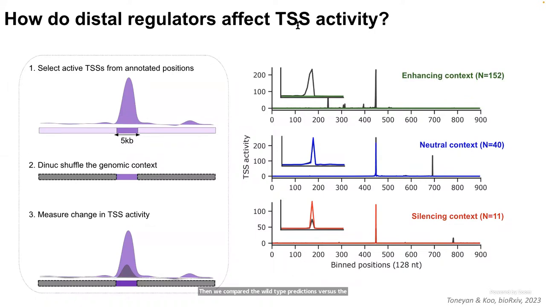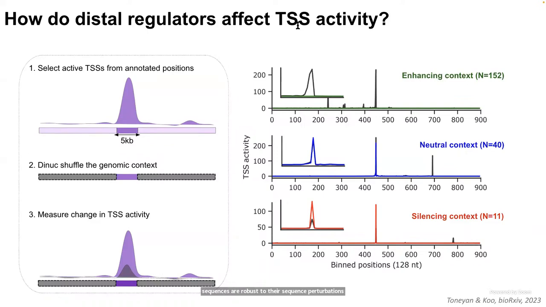On the right, on top, the signal decreases after shuffling the sequence context, and that's shown in green. Therefore, the shuffling destroyed some enhancing sequences in the context, and that led to the decrease in the activity. So we refer to these sequences as enhancing contexts. In the middle panel, the TSS activity virtually does not change after the shuffling, and therefore these sequences are robust to their sequence perturbations, and so we call this neutral context.